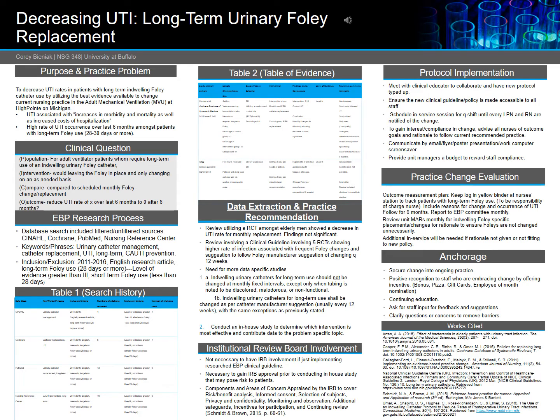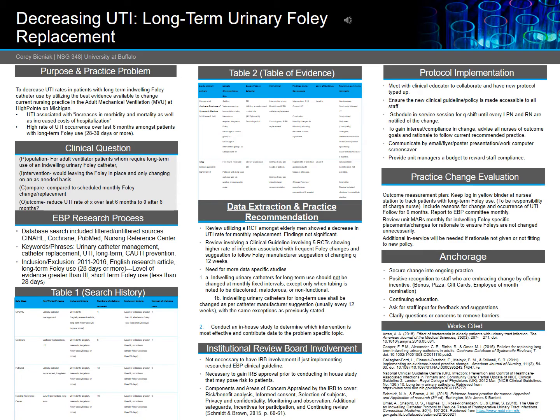During the data extraction, what I found was a review utilizing a randomized controlled trial amongst elderly men, showing a decrease in UTI rate for monthly replacement. The findings, however, were not of significance. The other review involving a clinical guideline that involved 5 randomized controlled trials showed a higher rate of infection associated with frequent Foley changes, and a suggestion to follow the Foley manufacturer suggestion of changing about every 12 weeks. There remains a need for more data-specific studies.